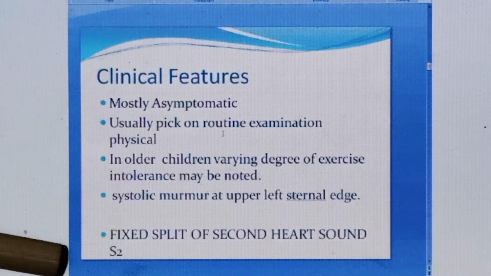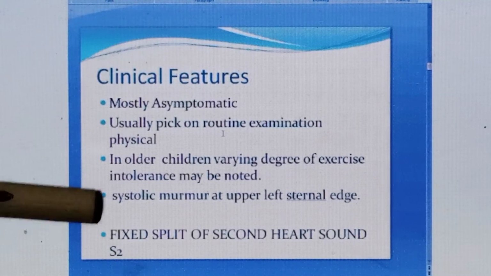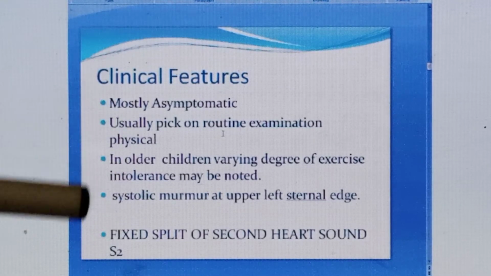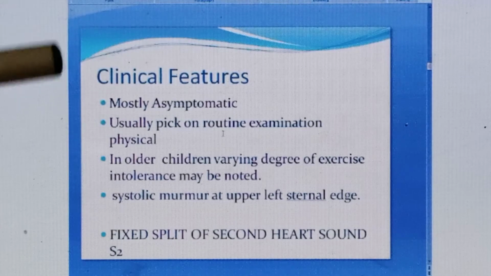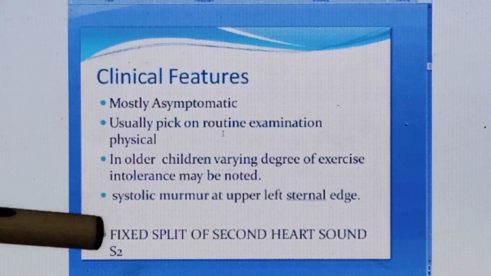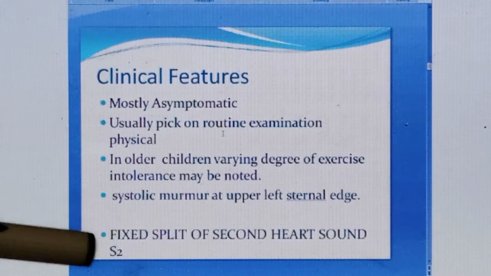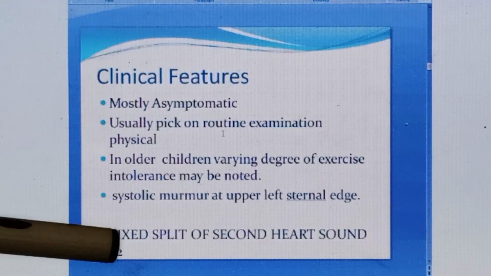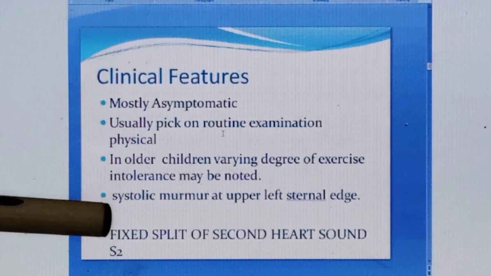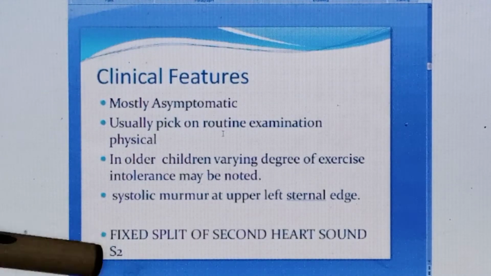As we know, the S2 heart sound has two important parts. One is A2 and the second component is P2. A2 is for the closure of the aortic valve and P2 is for the closure of the pulmonary valve. Due to the large volume of blood in the right ventricle, there is a little delay in the closure of the pulmonary component. So there is fixed splitting of the second heart sound. It means that after the A2 component, there is a little delay in the P2 component. So this is called fixed splitting of the second heart sound. This feature is very important.